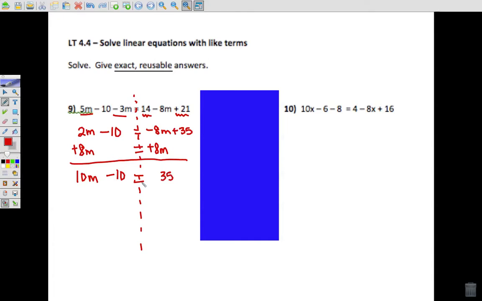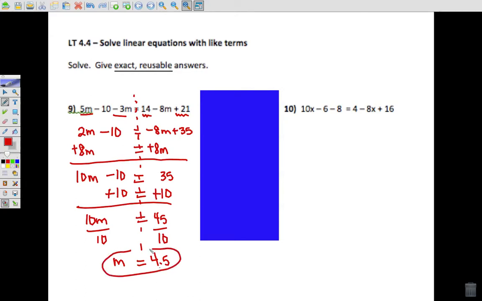Now I'm going to move the constant to the right. To eliminate a minus 10 constant on the left, I'm going to add 10, which means I'm going to have to add 10 to the right side of the equation, and I end up with 10m equals 45. Once I get down to a single variable term equals a single constant term, then I look and say that 10 is connected to the m with multiplication, so I need to divide by 10 to isolate the m. In this case, I get the exact decimal m equals 4.5. I could also give this as a mixed number, m equals 4 and 1/2.